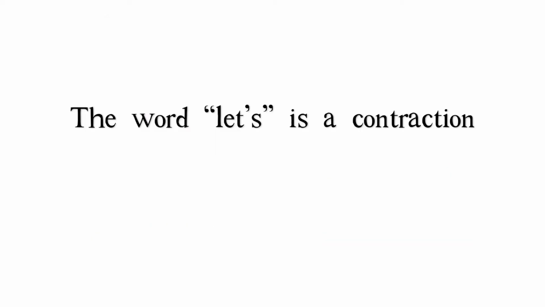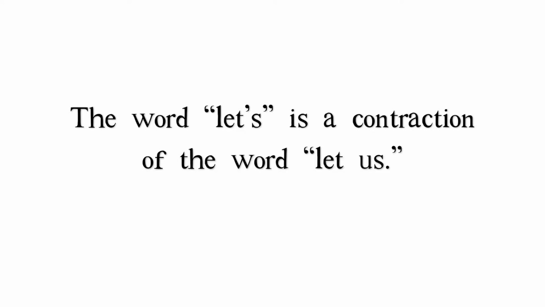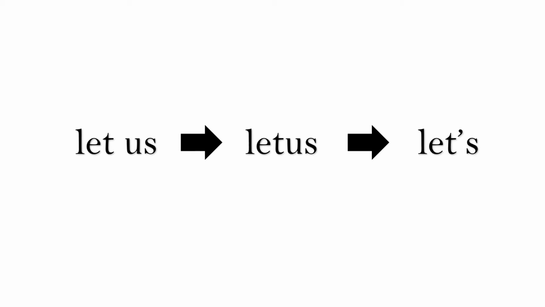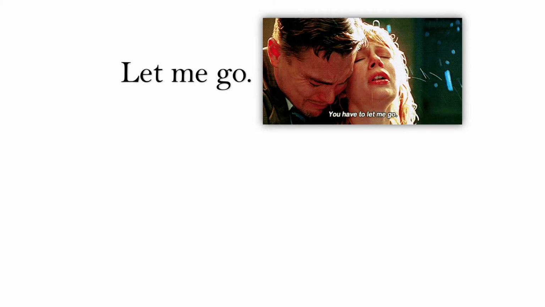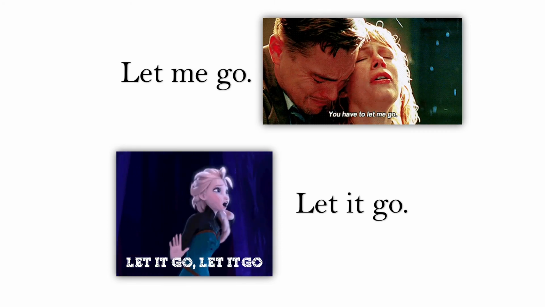The word "let's" is a contraction of the words "let us". "Let us" gets squished together, and then the U is replaced with an apostrophe. "Let's" can be modified to involve different people and ideas. Let me go. Let it go.